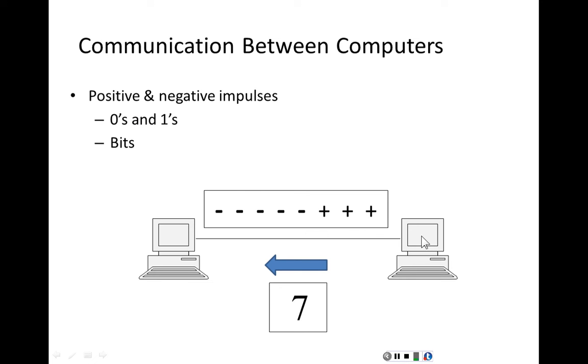So let's look at communications between computers. Computers can only send positive and negative impulses to each other. A positive or negative impulse is represented as a 0 or a 1, and these are called bits.